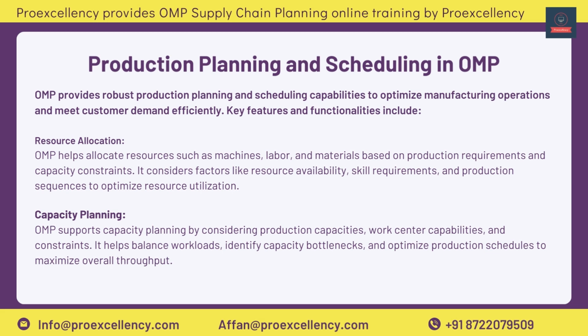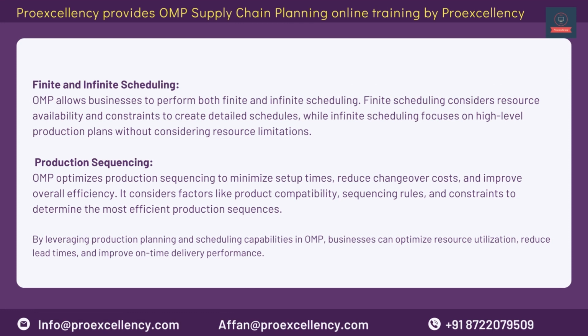Capacity planning. OMP supports capacity planning by considering production capacities, work center capabilities, and constraints. It helps balance workloads, identify capacity bottlenecks, and optimize production schedules to maximize overall throughput. Finite and infinite scheduling. OMP allows businesses to perform both finite and infinite scheduling. Finite scheduling considers resource availability and constraints to create detailed schedules, while infinite scheduling focuses on high-level production plans without considering resource limitations.